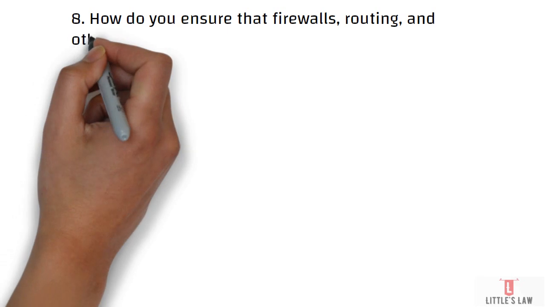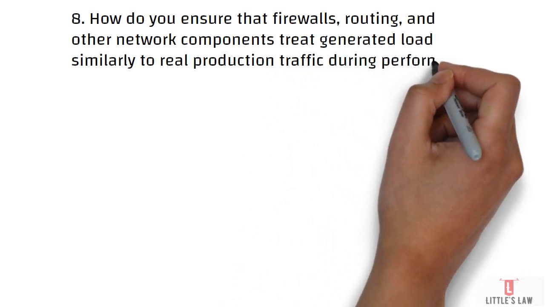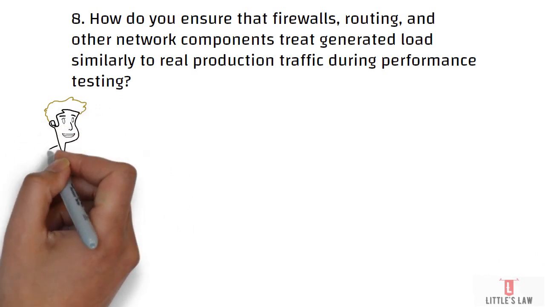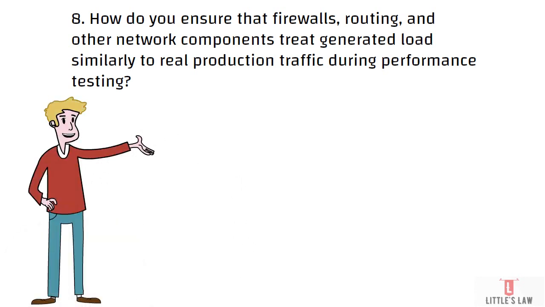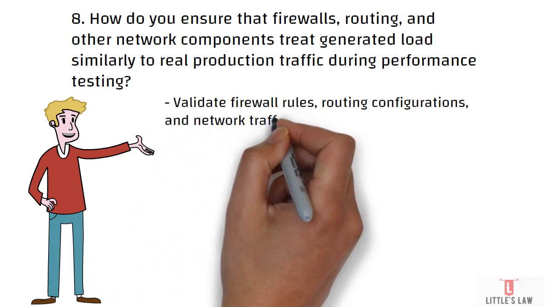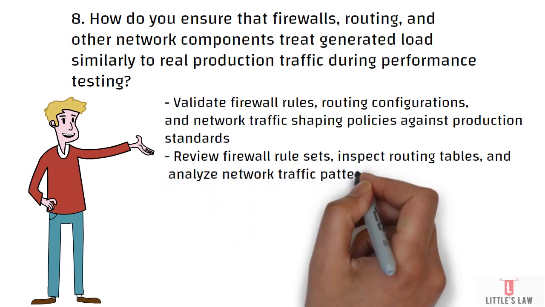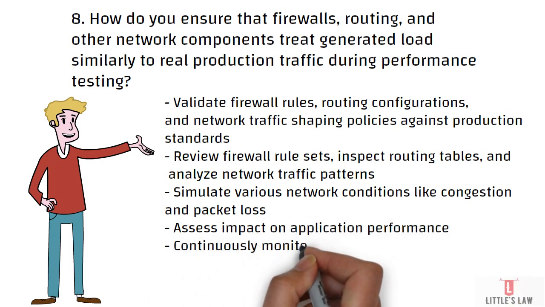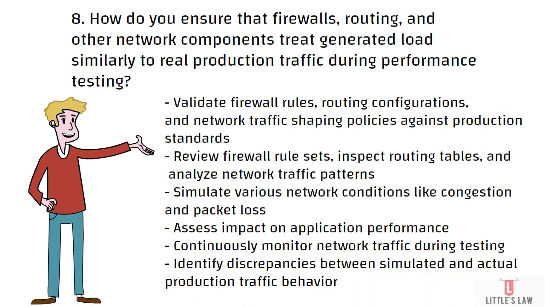How do you ensure that firewalls, routing, and other network components treat generated loads similarly to real production traffic during performance testing? So this is another important question because whenever it comes to comparing to your real-world performance testing, you should really add some value to it. So to ensure the network components treat generated loads similarly to real production traffic, I validate the firewall rules. That's the first thing. And then I check the routing configurations and network traffic shaping policies against the production standards. This involves reviewing firewall rule sets, inspecting routing tables, and analyzing network traffic patterns.